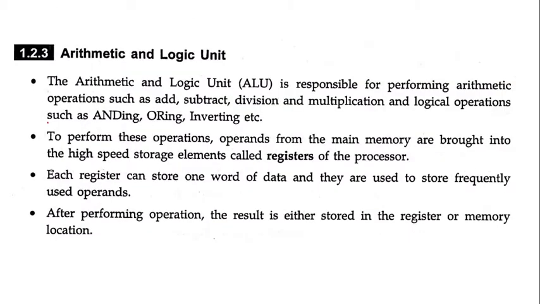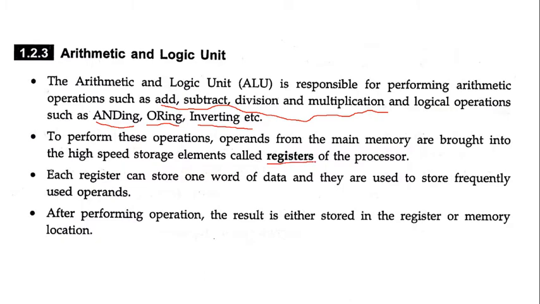Now we are going to talk about the arithmetic and logic unit. The arithmetic and logic unit is responsible for performing arithmetic operations such as addition, subtraction, division, and multiplication, and logical operations such as ANDing of two numbers or two gates, ORing of two gates, and inverting, etc. So the arithmetic and logic unit mainly performs any kind of mathematical operation that is going to be performed in the CPU. To perform these operations, operands from the main memory are dropped into high-speed storage elements called registers.